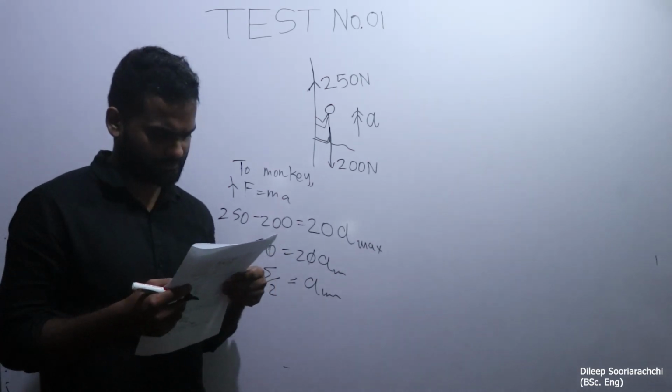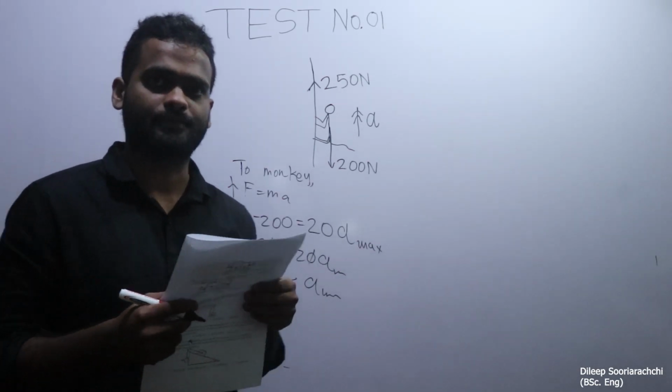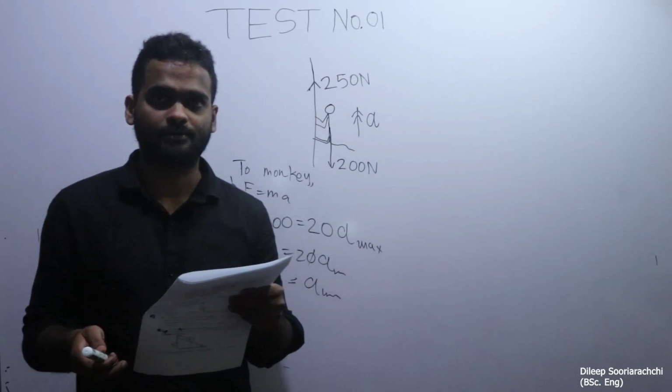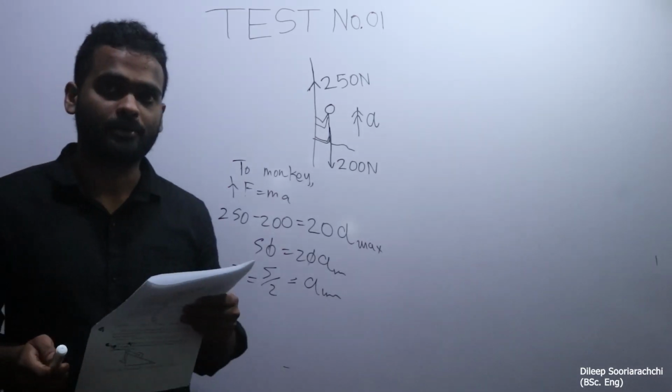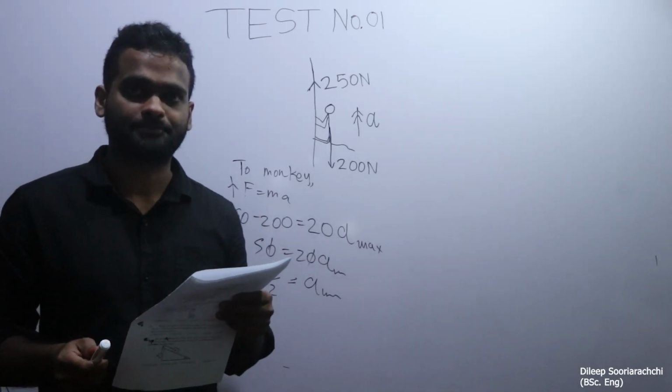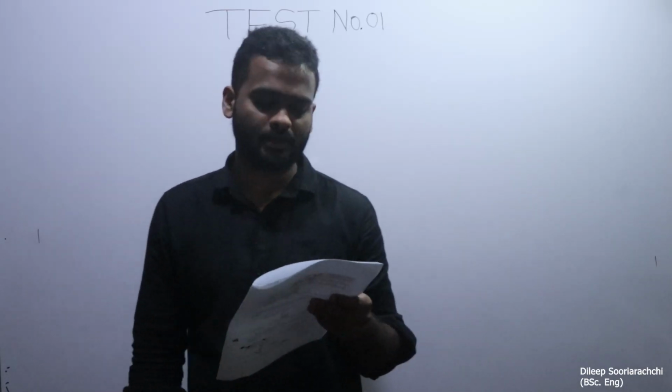So the answer should be the first one. The answer for the 8th question is the first one, 2.5 meters per square second. Okay, next one, 9th question.